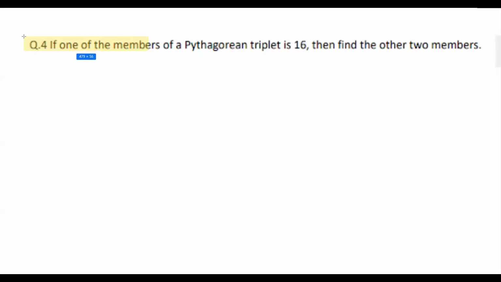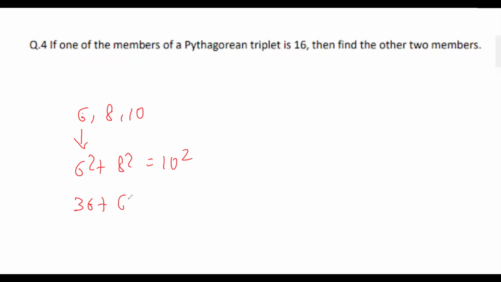The next question, question 4, says one of the members of the Pythagorean triplet is 16. Then find the other two numbers. So let's recall what Pythagorean triplets are. These are three numbers such that the sum of the squares of two numbers is equal to the square of the other. Like we know that 6 square is 36 and 8 square is 64, which together equal 10 square, that is 100. So we'll say these are a Pythagorean triplet, three such numbers in which the squares of the two smaller numbers add up to the square of the larger number.